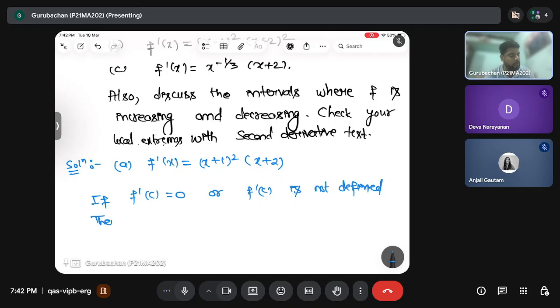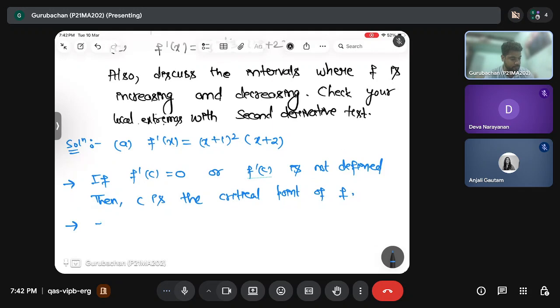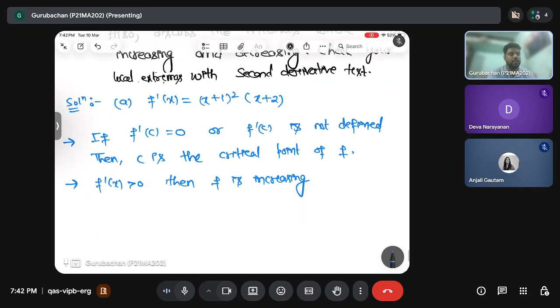then c is the critical point of f. One point is this, another point is: f dash is greater than 0, then f is increasing, vice versa for less than 0.